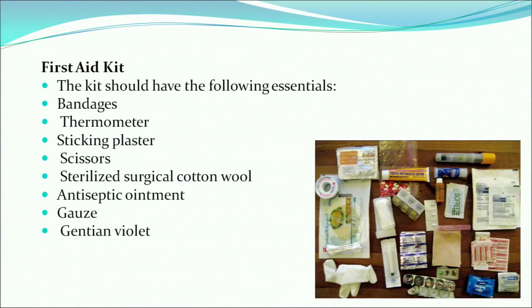It is required because the kit should have the following material in it. It should have a bandage, it should have a thermometer, it should have a sticking plaster, it should have scissors, it should have sterilized or surgical cotton and antiseptic ointment, as well as a gauze and a gentian violet. These all are required.